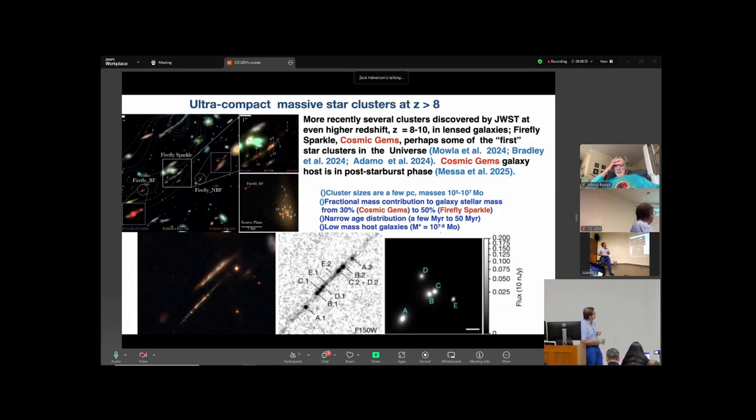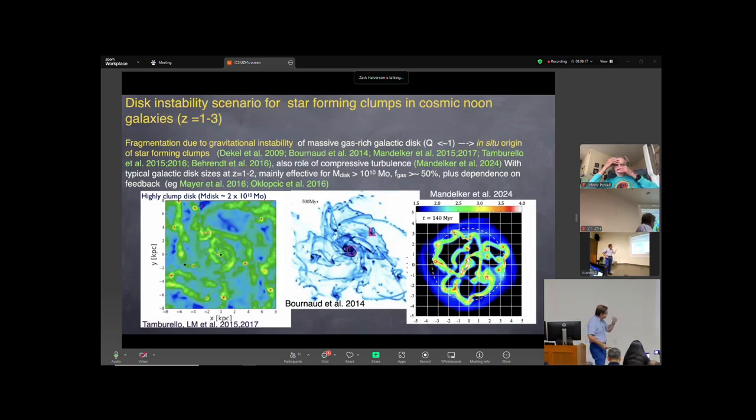And the interesting thing about both the Cosmic Gems and the Firefly is that the clusters comprise between 30 and 50% of the estimated mass of the host galaxy, which is, of course, very different from what we know in the present-day universe, where you never have such a high fraction of stellar mass in clusters.